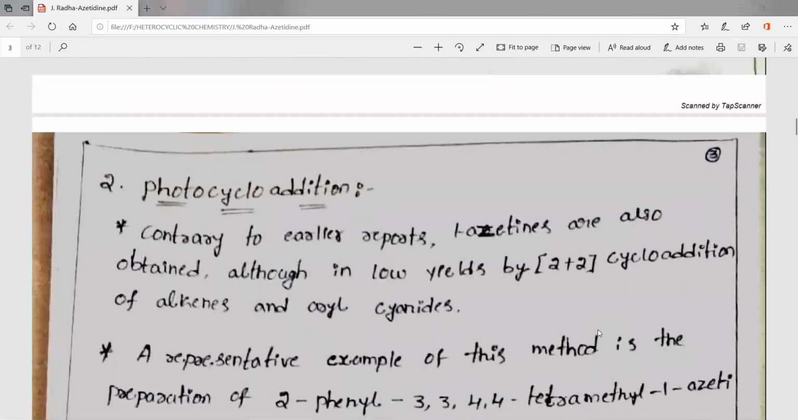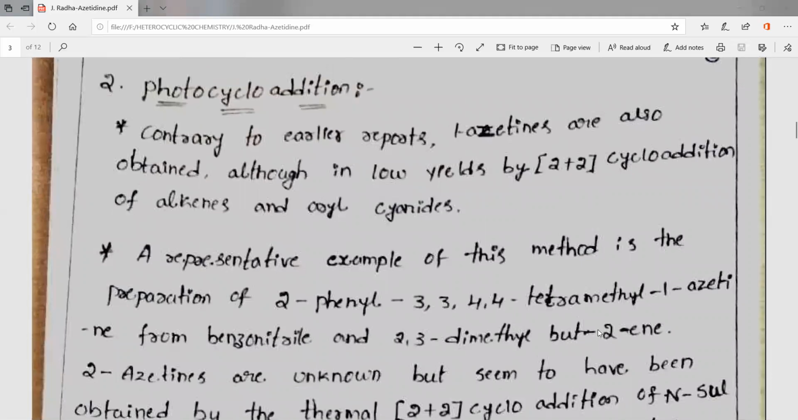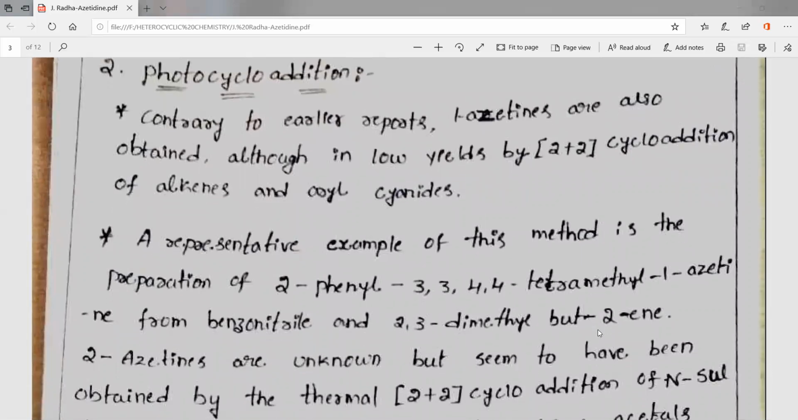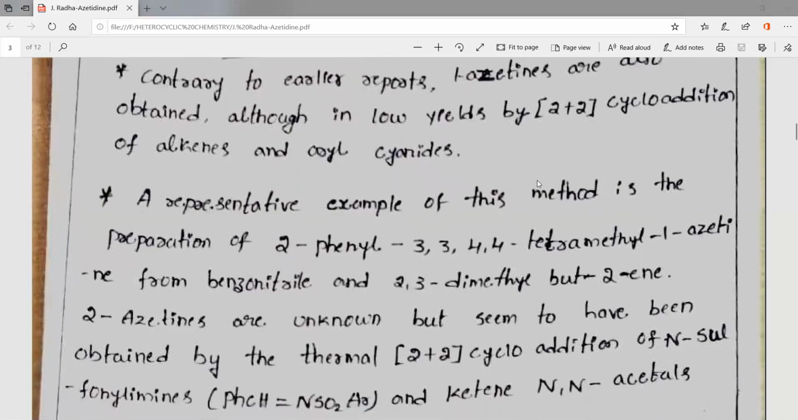Azetidines are mainly prepared by two important reactions, intramolecular cyclization reactions and cycloaddition reactions. Photocycloaddition is also meant for the synthesis of azetines, partially unsaturated azetidine. It is not a method for the synthesis of azetidine. It is a method for the synthesis of 1-azetine. They are prepared by a 2+2 cycloaddition reaction. Let us see one example.